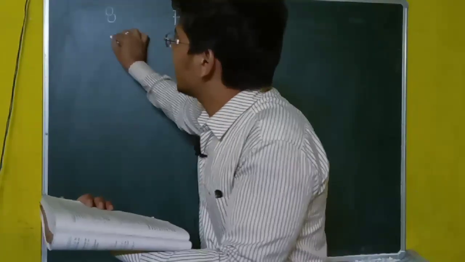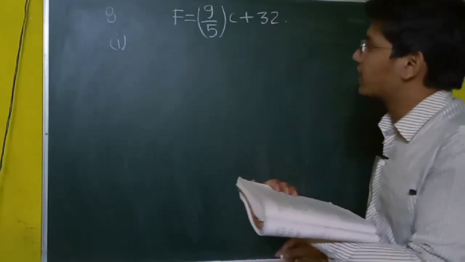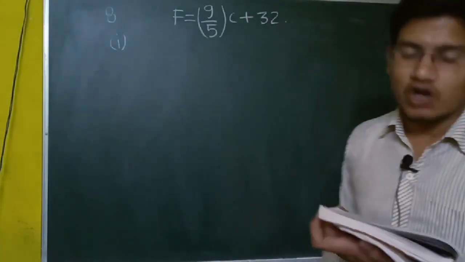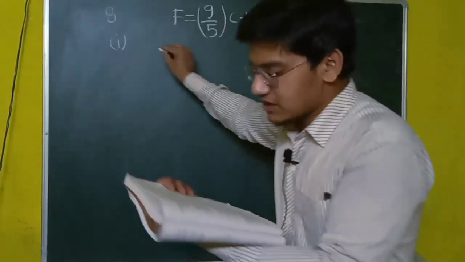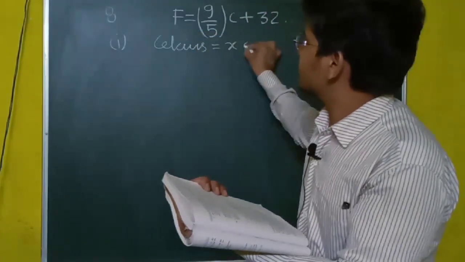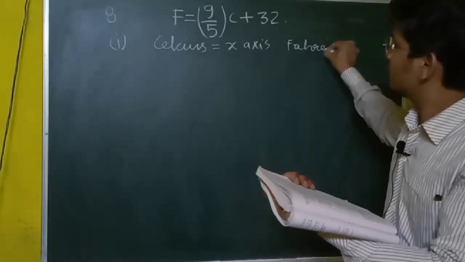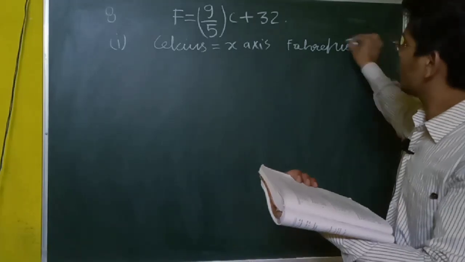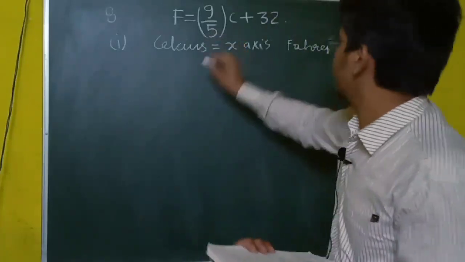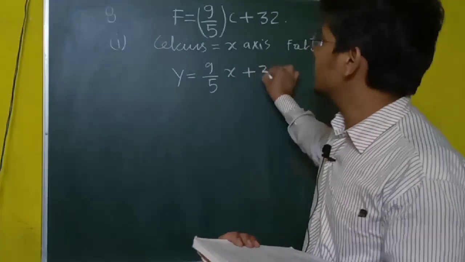Now the first question they are asking: draw the graph of the linear equation above using Celsius for the x-axis and Fahrenheit for the y-axis. So they are giving us the indication for solving the first question. We have to take Celsius as the x-axis and Fahrenheit as the y-axis. Now if we write here y in place of F, then y equals 9 upon 5 x plus 32.